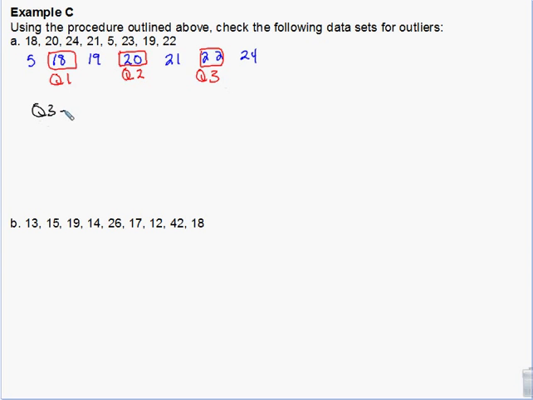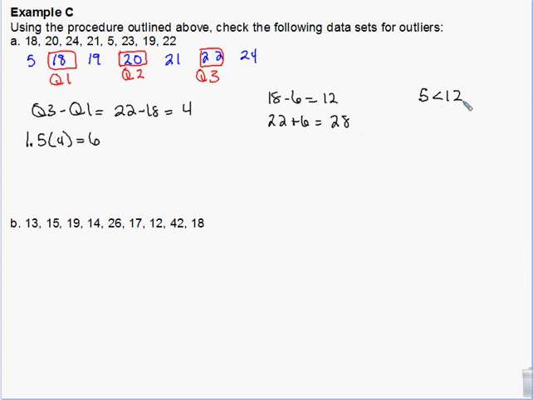Okay, Q3 minus Q1 is 22 minus 18, which is 4. 1.5 times 4 is 6. 18 minus 6 is 12. 22 plus 6 is 28. 5 is less than 12, so 5 is an outlier. Okay, so we have one outlier to the small side. So far, okay? So 5's our outlier.